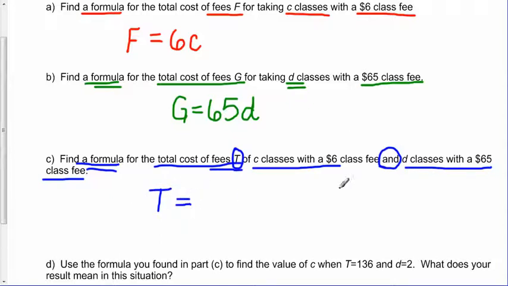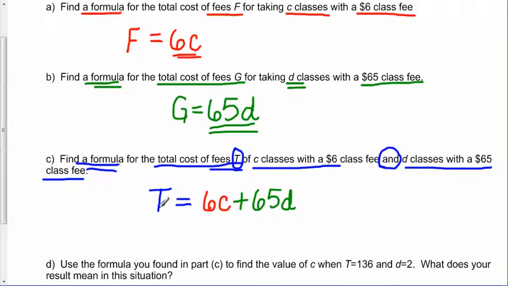So T is going to equal C classes with a $6 fee. Well, remember that was this information that we saw up here in Part A. The cost for those classes would be 6C, and D classes with a $65 class fee. Well, that was the information that we got from up here. That was my 65, that was the cost for those $65 classes. And we're taking both of these, and so we want to be adding them together to give us the formula for the total cost.